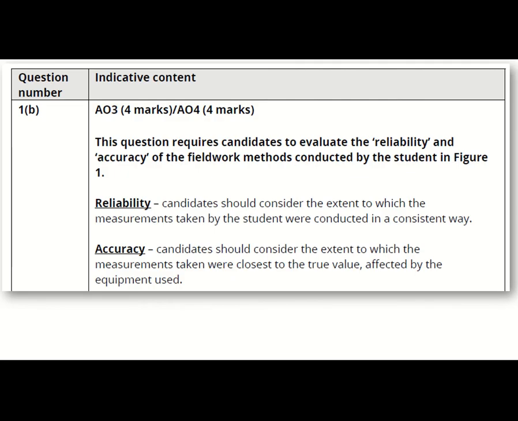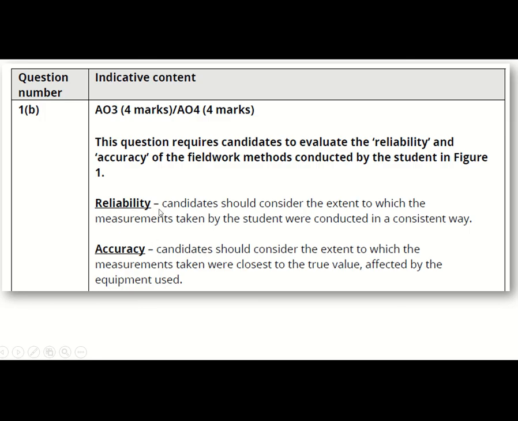Okay, so here's the mark scheme. This question requires candidates to evaluate the reliability and accuracy. So you can have a definition of what we mean by reliable and accurate. I've actually put that in here as well. So reliability is the extent to which the measurements taken are consistent. If they're reliable, they're done the same way at each site. Accurate is whether they actually reflect the true value. So you can have things that are reliable but not accurate.